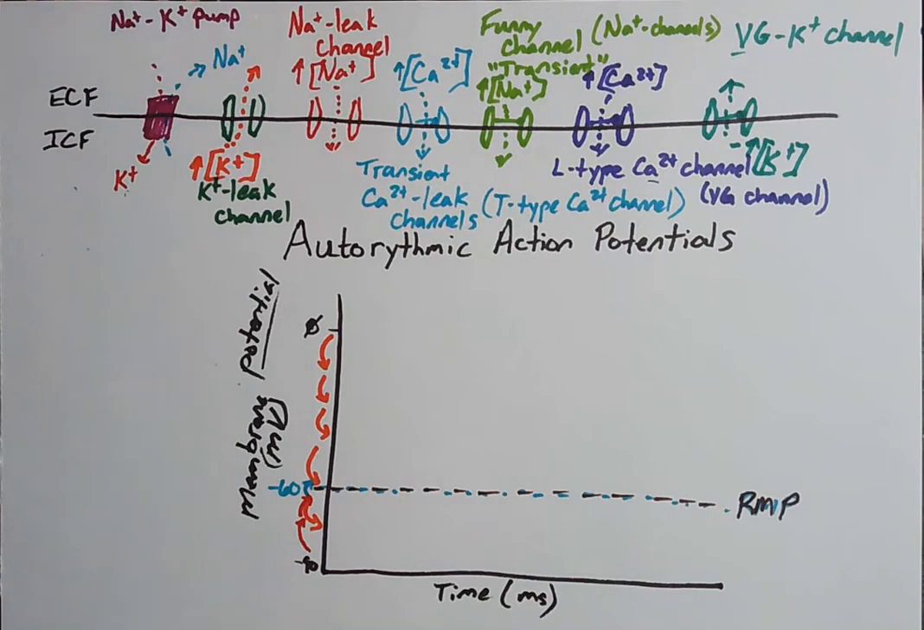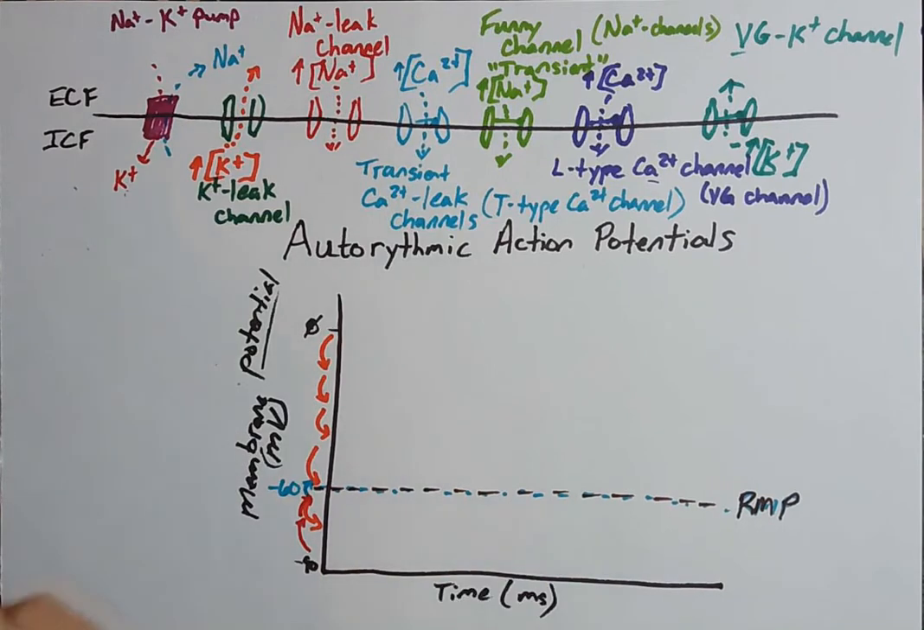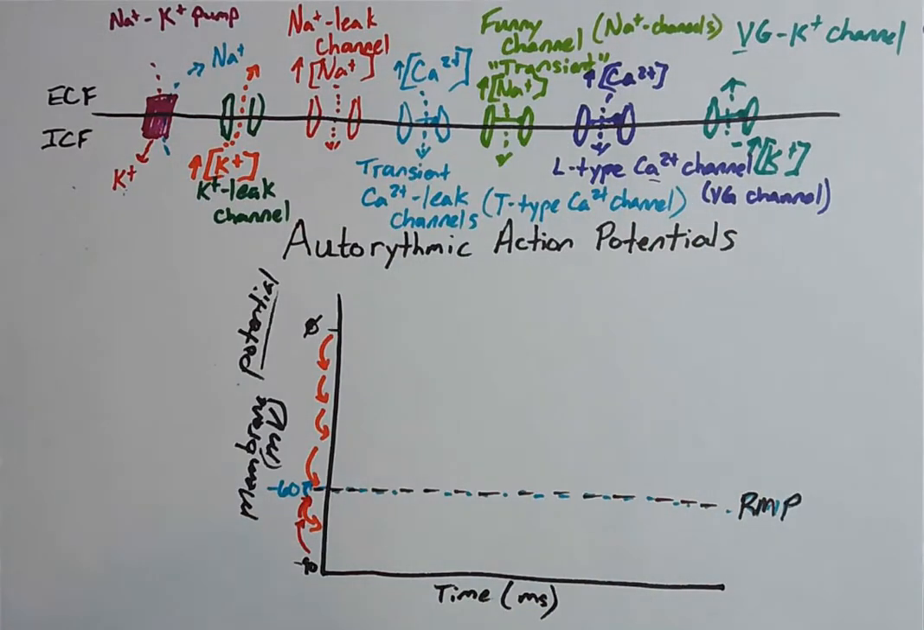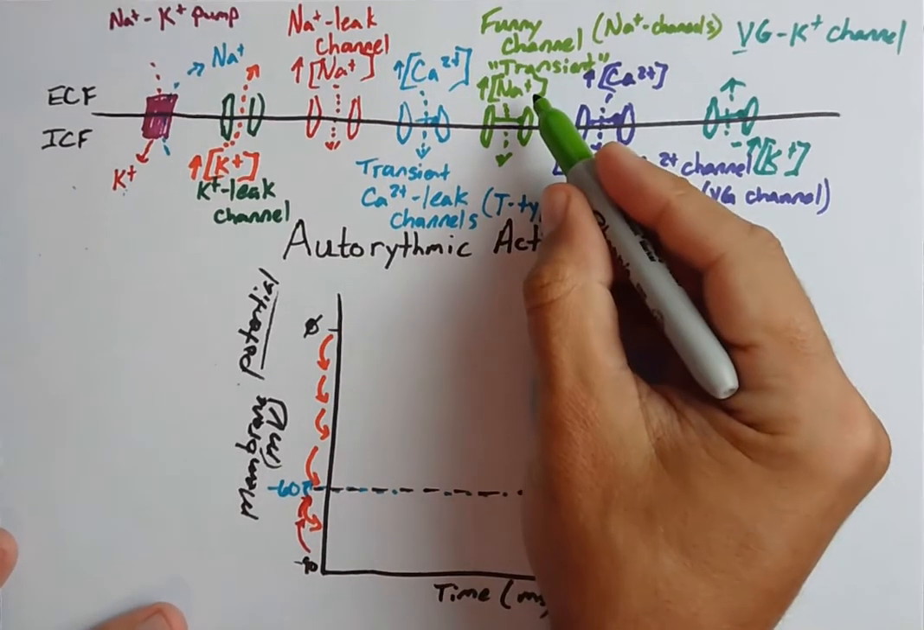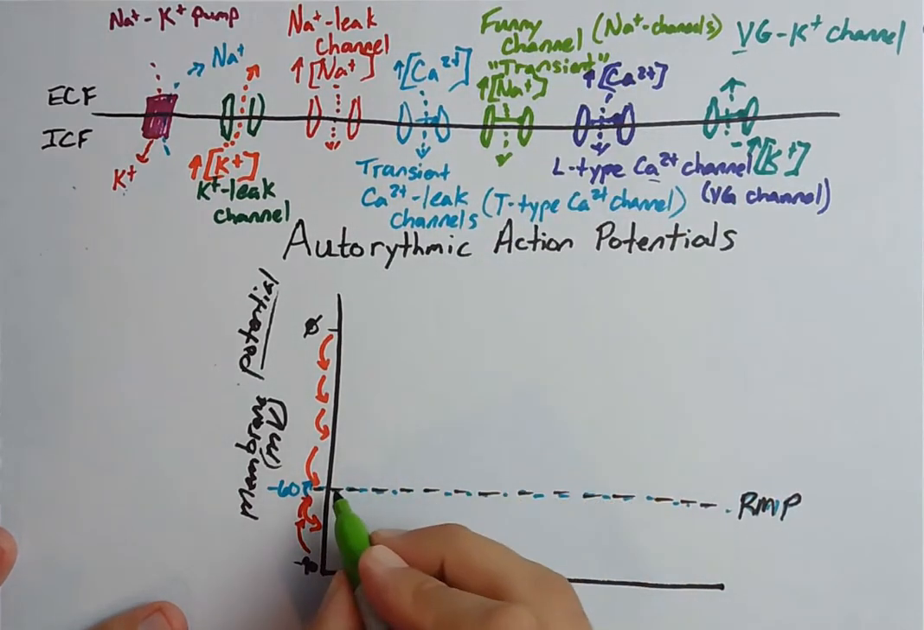So let's put all of this together on our autorhythmic action potential graph. All right. The first thing that we should think about, other than the setting of the resting membrane potential, the first thing that's actually going to happen is that when the cell down here is at resting membrane potential, it's going to be leaky to sodium because the funny channels are open.